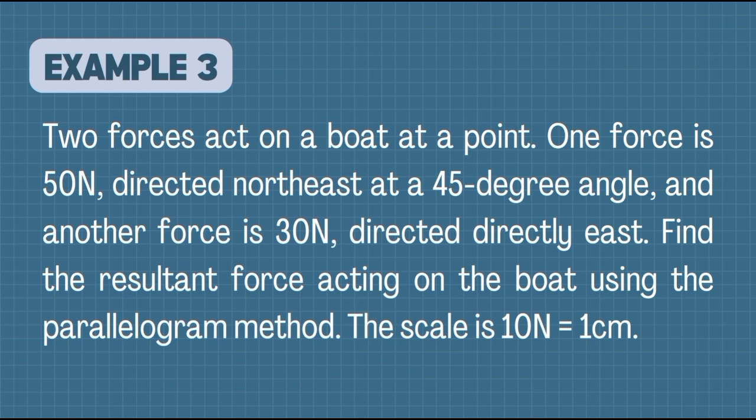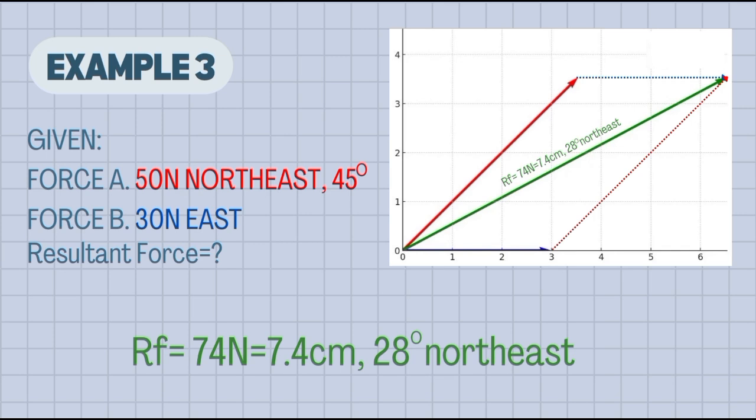The scale is 10 Newton equal to 1 centimeter. In the graph, you can see the given forces: force A, 50 Newton northeast at 45 degrees, which is the red arrow, and force B directed to the east. They will interact with each other and come up with the resultant force of 74 Newton, which in centimeters is 7.4 centimeters, at 28 degrees northeast.